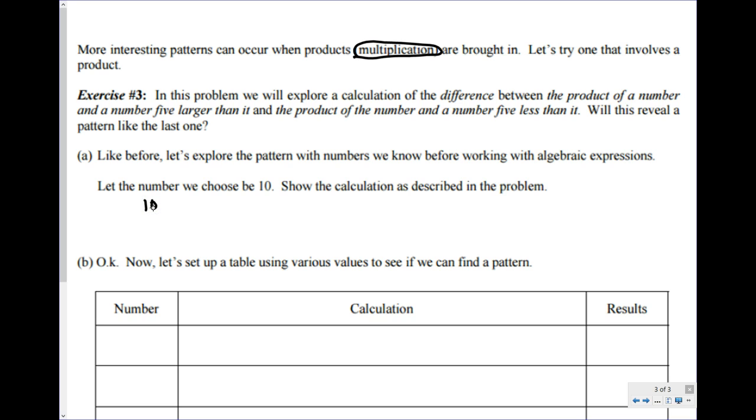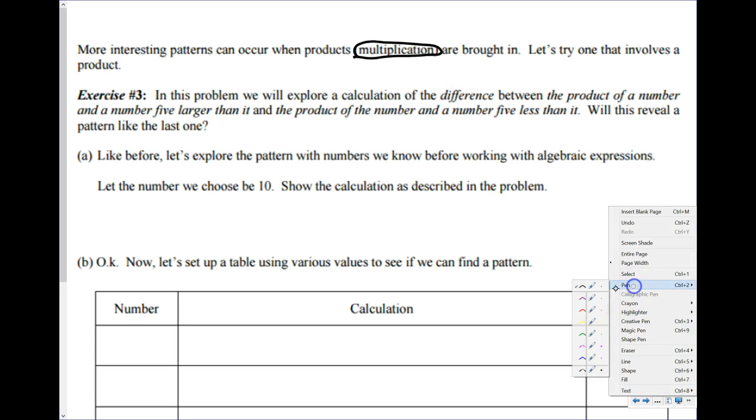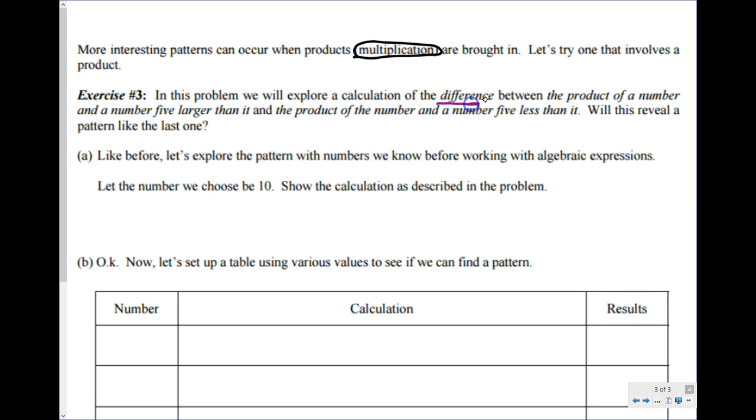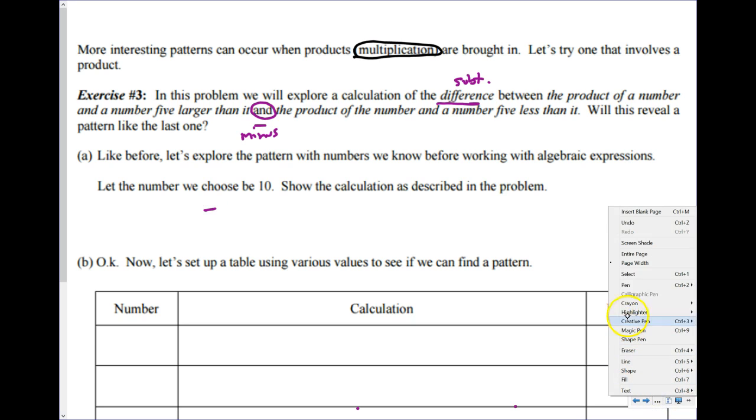And what do we have to do with this number? Okay, it says, calculate the difference. So I'm going to, again, use different colors. The difference means what do we have to do? We're going to have to subtract the difference between the product of a number and a number 5 larger than it, and, so there's that and where my minus sign is going to go. Okay, I'm going to put my minus sign. It's going to split those two things up. So here's my minus sign, and it splits them between these two sentences.